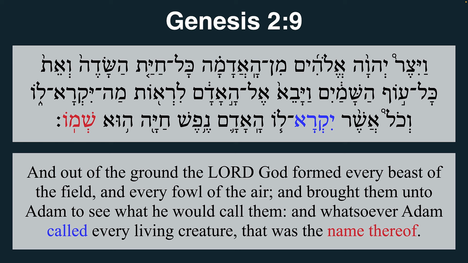when God formed all the beasts or the animals and fowls, and the birds, and brought them to Adam to see what he would do. It is written here, "Vekol asher yikra lo ha'adam nefesh chaya hu shemo." Whatever Adam called every living creature, that was the name thereof. So yikra, kara, is to call, right? And shemo is his name. So it is Adam who named the animals and the birds. Thereby he set their destiny in one way, because the way he wants to see the animals is described by the words he gave them.